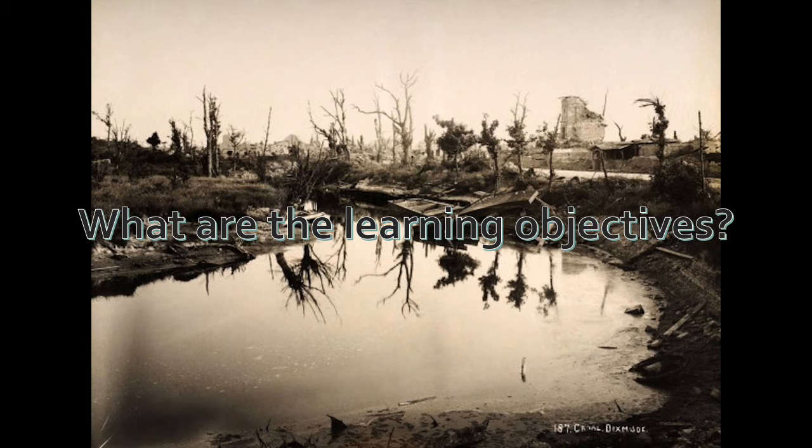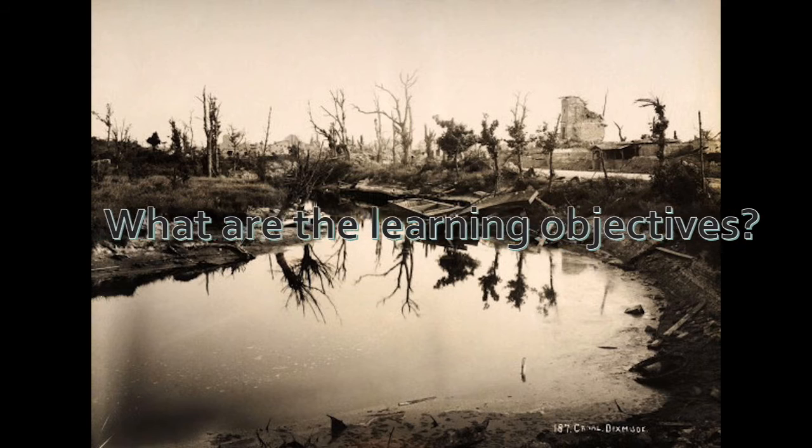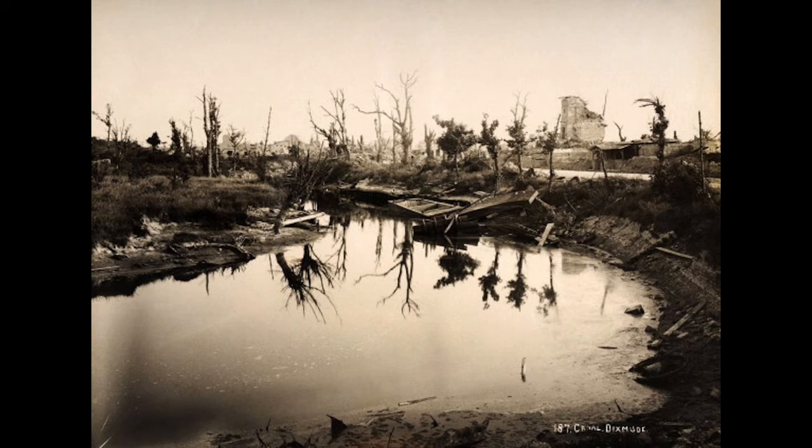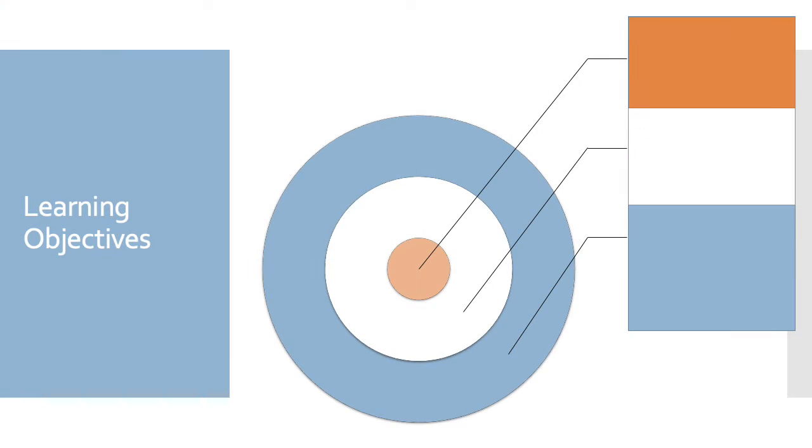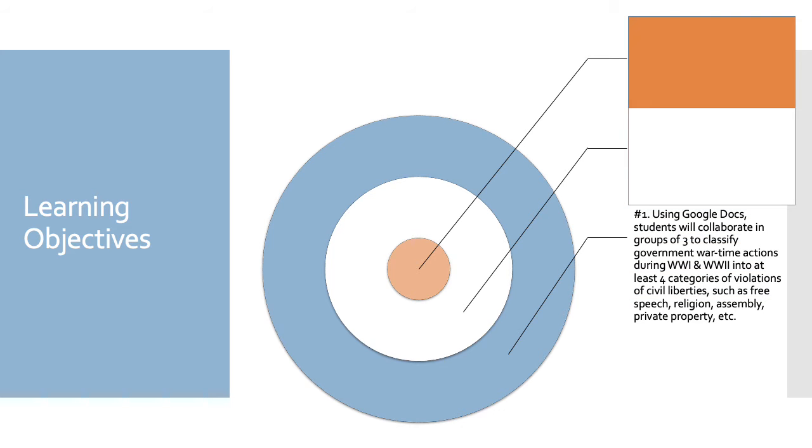So, what are the learning objectives? Learning objectives were designed using Bloom's taxonomy and the verbiage that corresponds to the varying levels of understanding. Learning objective number 1 states, using Google Docs, students will collaborate in groups of 3 to classify government wartime actions during World War I and World War II into at least 4 categories of violations of civil liberties, such as, but not limited to, free speech, freedom of religion, assembly, private property, due process, etc.